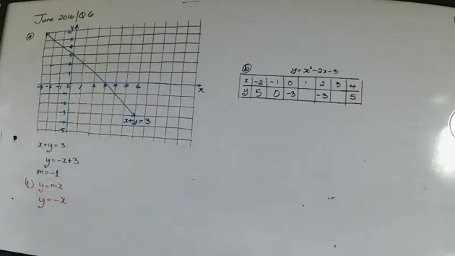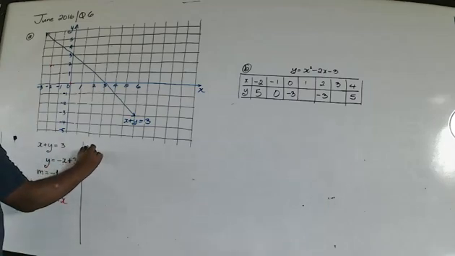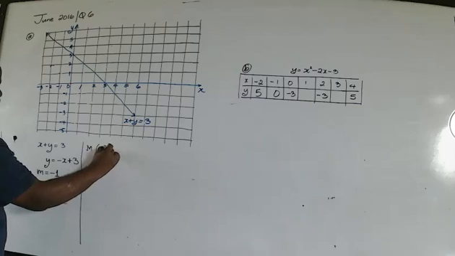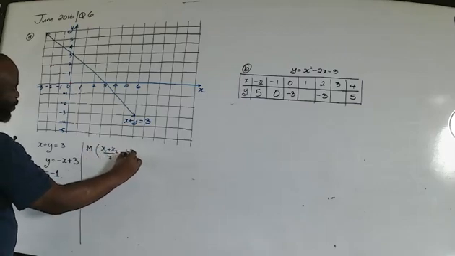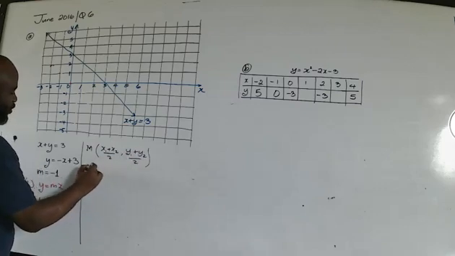Are you ready? Next. Determine the equation of the line which is perpendicular to the line x plus y is equal to 3 and passes through the midpoint of AB. Well, first I have to find the midpoint of AB. The midpoint is x1 plus x2 over 2, comma, y1 plus y2 over 2.